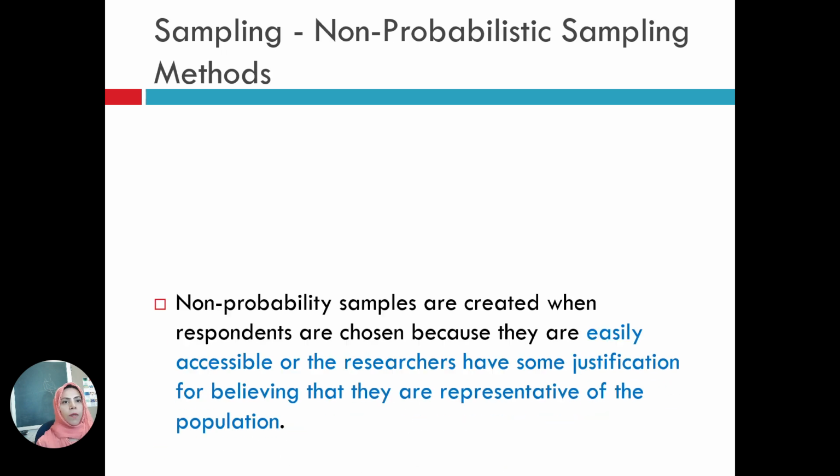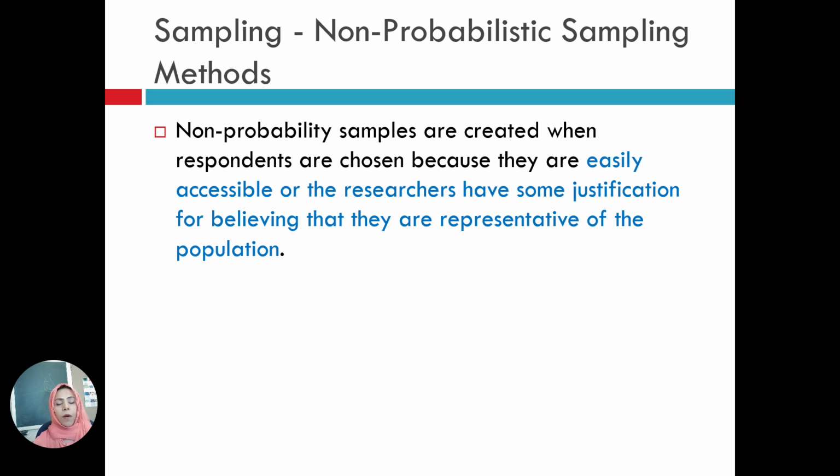So non-probability sampling methods are such samples that are created when the respondents are chosen because they are easily accessible, or the researcher has some justification for believing they are representative of the population. Now see this, a non-probabilistic sample क्या है? It is the opposite of a probabilistic sample, right? That means in a non-probabilistic sample, there is a chance that some entities of your target population have a zero chance कि वो आपके sample के अंदर include हो सके, right?